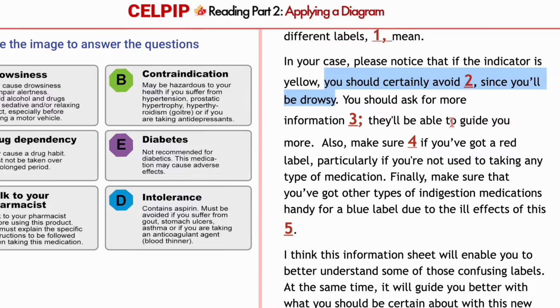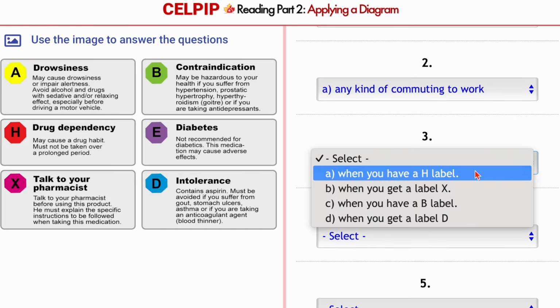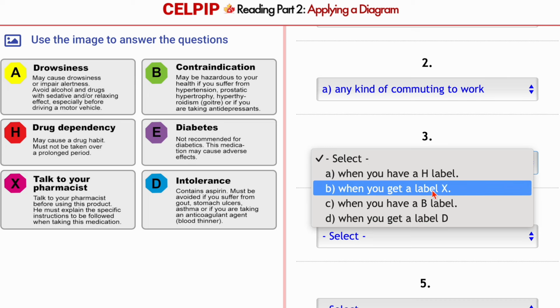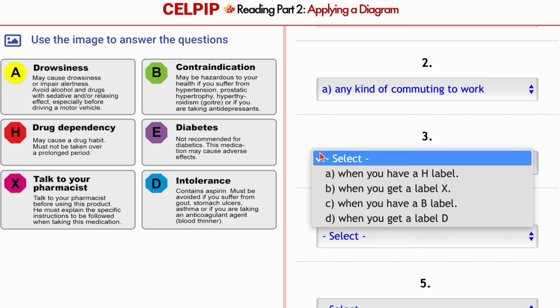Okay. What about the next one here? Let's see. You should ask for more information. They'll be able to guide you more. You should ask for more information when you have an H label, when you get a label X, when you have a B label, when you get a label D. So H, X.